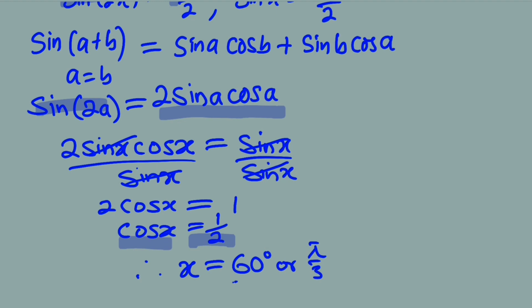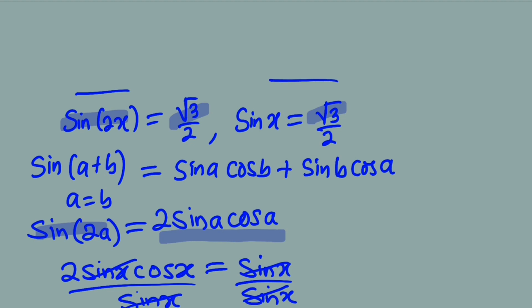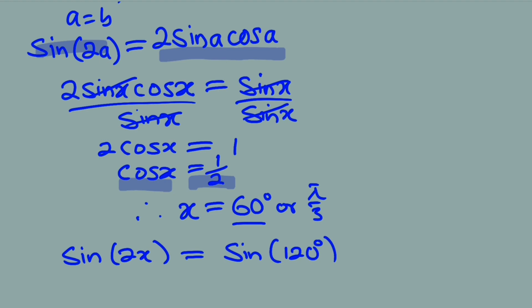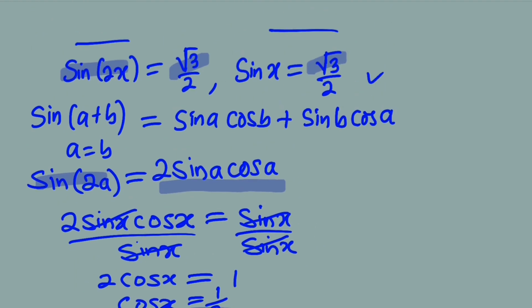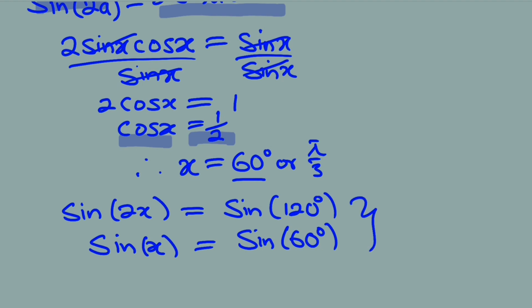Now we are going to substitute the value of x equal to 60 degrees in these two equations, this one and this one. All right, for sine of 2x, this is equal to sine 120 degrees. And for sine x, which is this one, we have sine x equal to sine 60 degrees. So is sine 120 equal to sine 60? That is the question we need to ask ourselves.